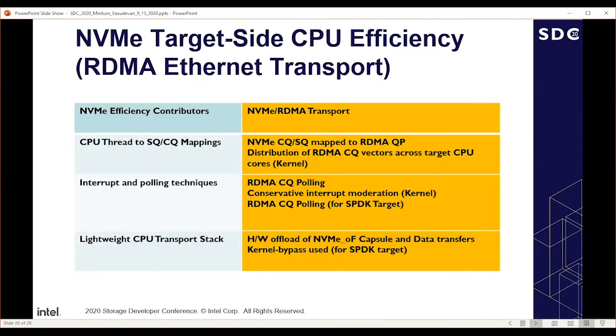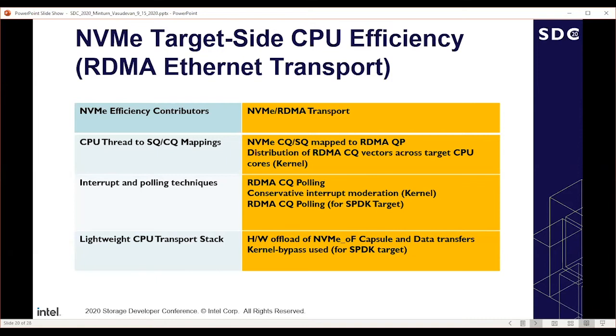So if you look at the RDMA transport, what you see here is the submission and completion queue mapped onto the RDMA queue pair, and the distribution of the RDMA completion queue vectors across multiple target CPUs, so that you essentially are spreading the load for the different NVMe queue pairs across multiple CPUs in order to get a good distribution.